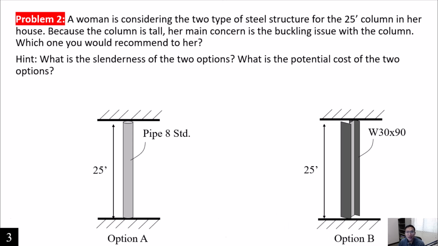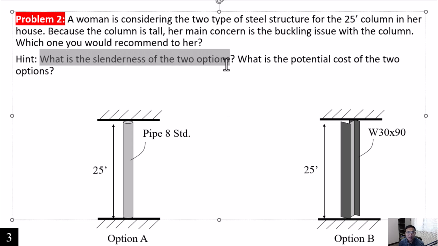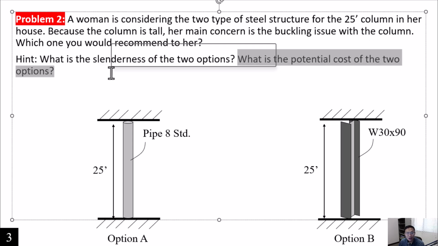So for option A, we have the pipe number 8 standard steel. And for option B, we have the wide flange beam 30 by 90. The hint here is that you should consider the slenderness of the two options, and then you can consider the potential cost of the two options.